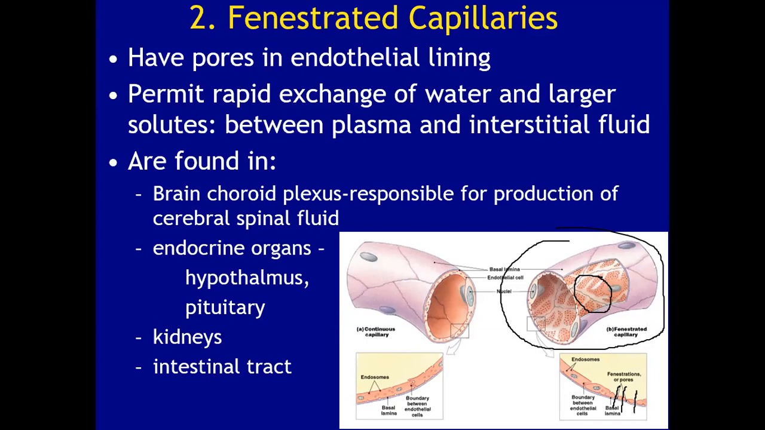We've got them in the endocrine organs because those hormones are going to be larger. The hypothalamus, the pituitary gland, those are producing those big hormones. Kidneys, it's a filter so that things that are leaving the bloodstream, we can filter, we can get rid of those waste products. Intestinal tract, that way we can move things in through this that's larger from the digestive system into the bloodstream.